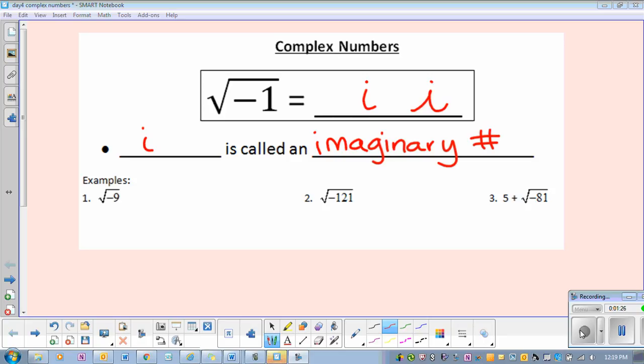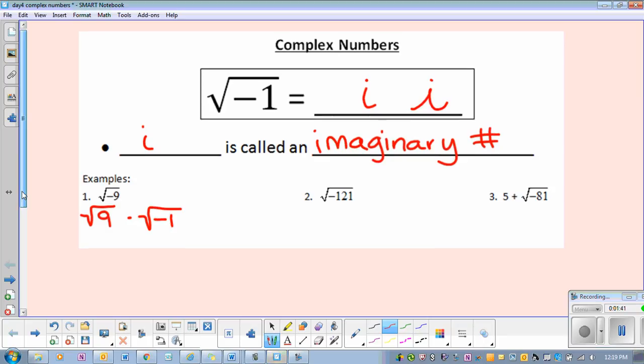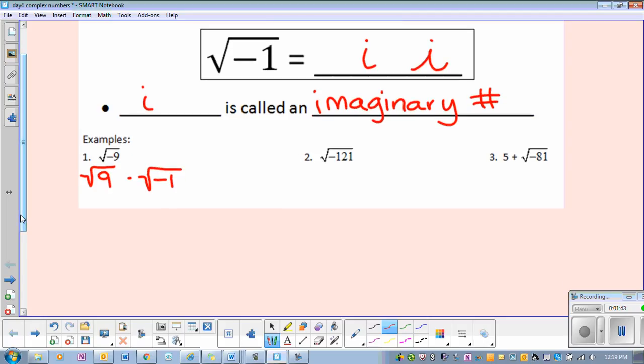If I have the square root of negative 9, I'm looking and I go, not possible. Yes, it is. Because this is the same as saying square root of 9 times the square root of negative 1. Do you agree? 9 times negative 1 gives me negative 9. So what did we say square root of negative 1 is? i. What's the square root of 9? 3. So this is 3i.